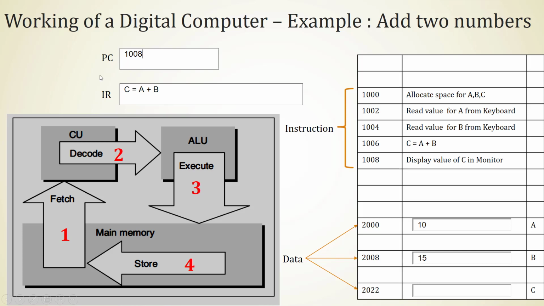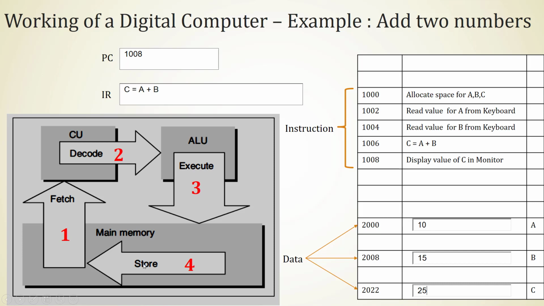First thing is A plus B will be executed. A and B will be added. That means 10 and 15 will be added, and it will be stored in C. C means this memory location. So here I will get a value 25. So that execution is also completed.